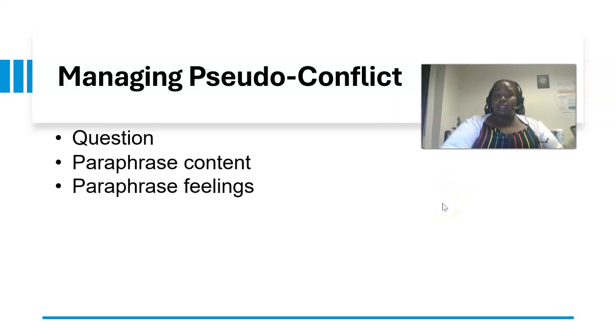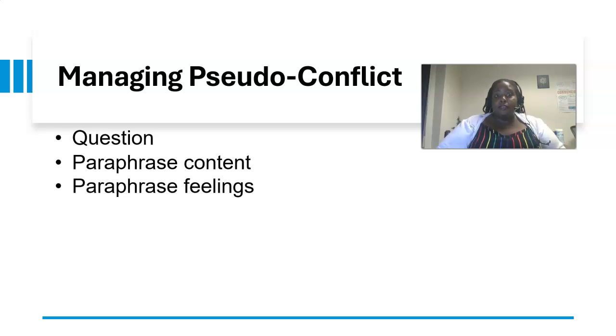So, when managing pseudo conflict, ask questions, paraphrase content. So, we've heard of paraphrasing maybe in English class or writing assignments when we are taking someone else's words and sources and putting them into our own words and citing that source, I might add. But in this case, when we're paraphrasing conflict, we are phrasing the information in our own words in their presence so they can confirm or deny if that's what was meant to be said.